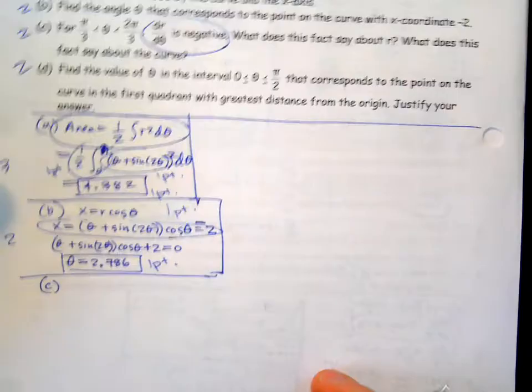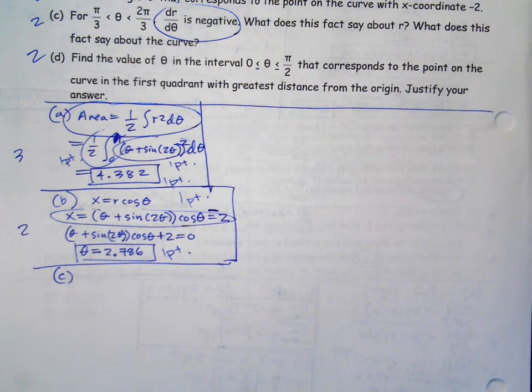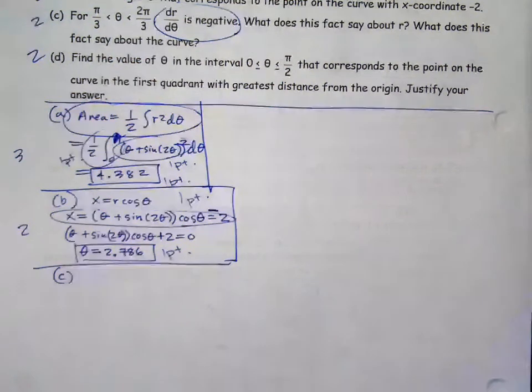Now we could have probably figured out where it was negative if they asked us to, because we have dr d theta, we could have solved that trig inequality on our calculator. But they're just telling us where it is. Negative. What does it say about r? It says that r is decreasing.